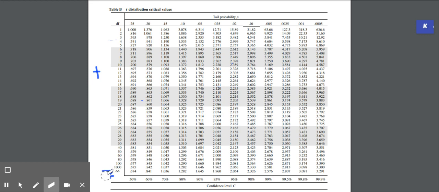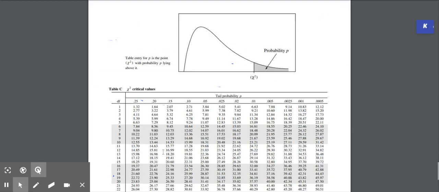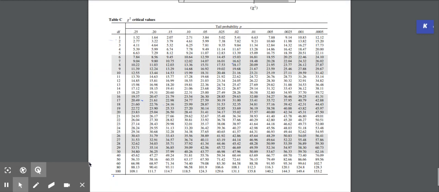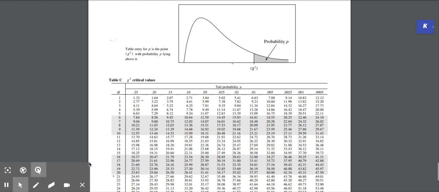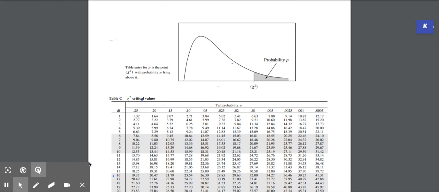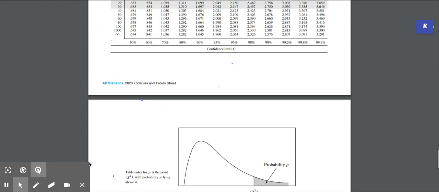And the final page is something we didn't do. It is the chi-squared table over here. Really interesting chapter, but we just didn't have time for it this year. So you don't even need to print that page. I would just leave it be.